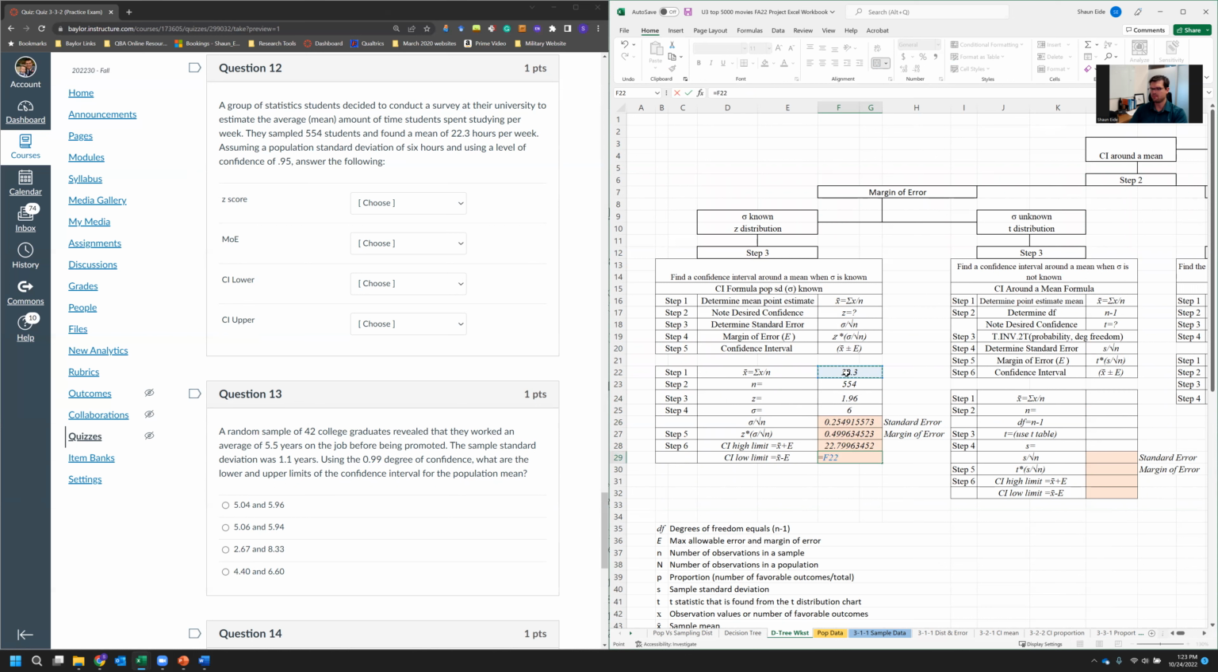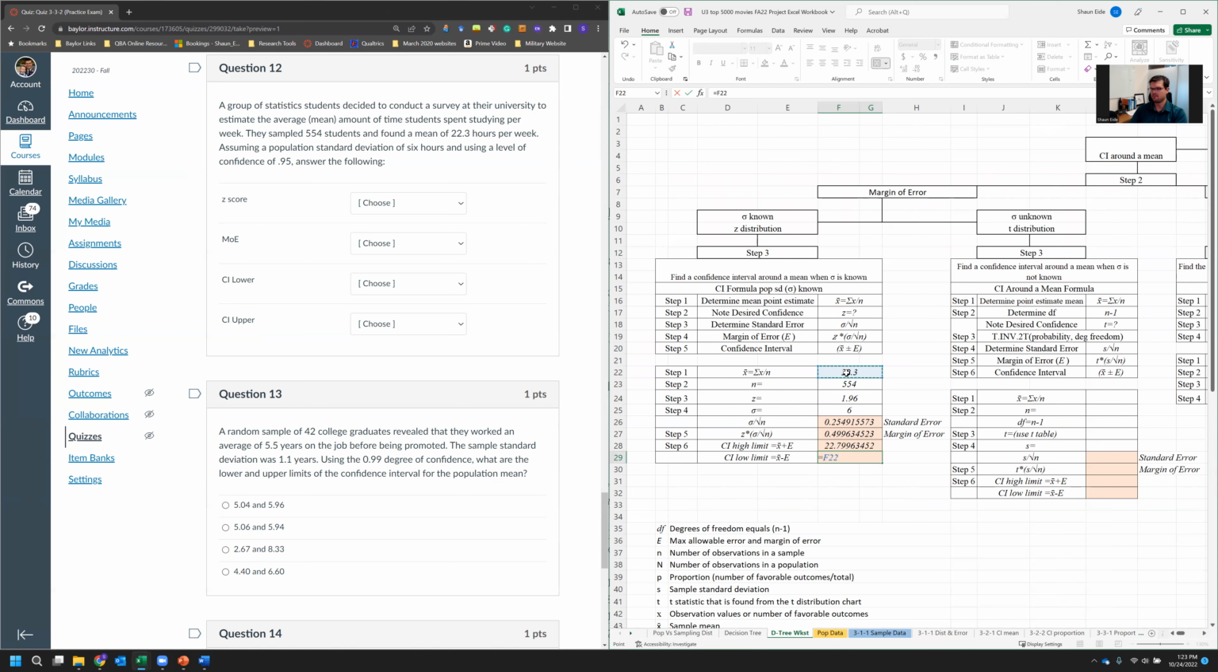Lower limit is going to be 21.8. There we go. Then the upper limit is going to be 22.8. So we've got all of those based off of this right here. Once again, I went through the decision tree, figured out what I needed to do, and that's what I did.